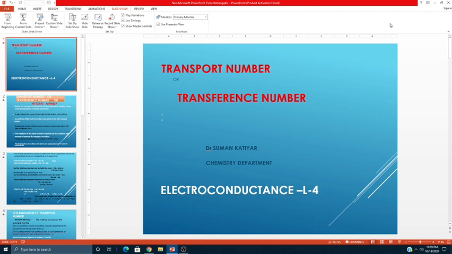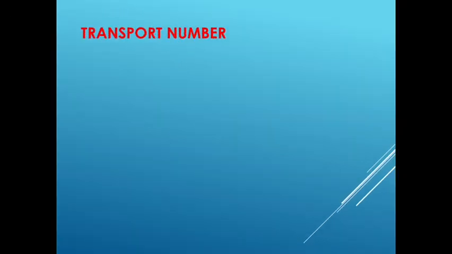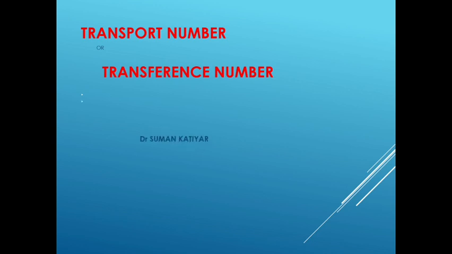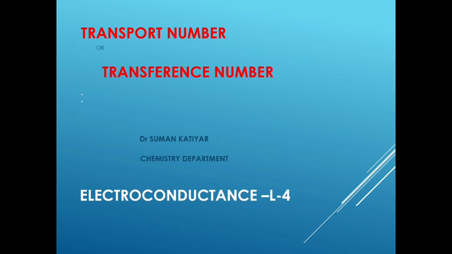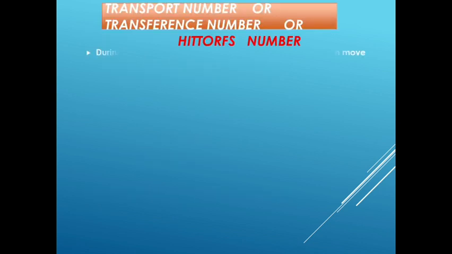This is our fourth lecture on electroconductance, and today we will cover a new topic which is known as transport number. Transport number is also known as transference number or ion transport number. So it has three names: transport number, transference number and ion transport number. All three terms are the same.